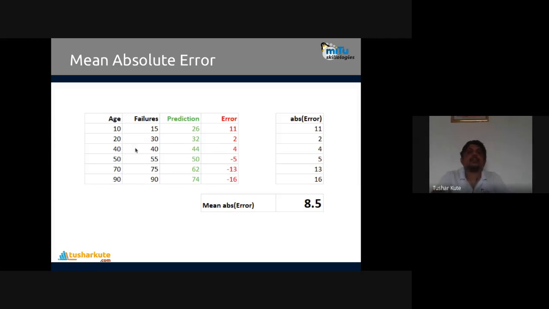See this. The prediction error is this, and the absolute error is the positive error that we get. So all these negative values will become positive, and I will find the average of all of them. The average is 8.5. This is called the mean absolute error, which is calculated by this particular formula.